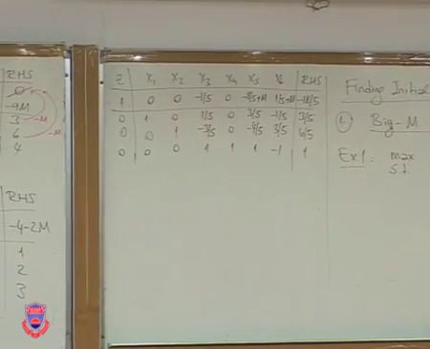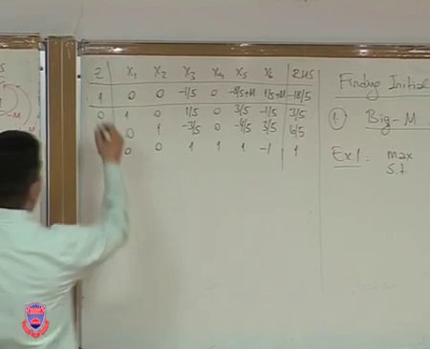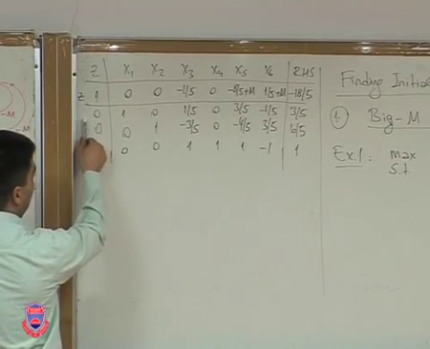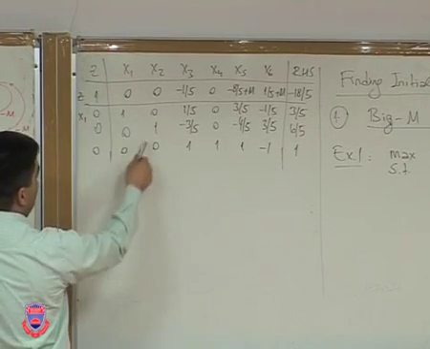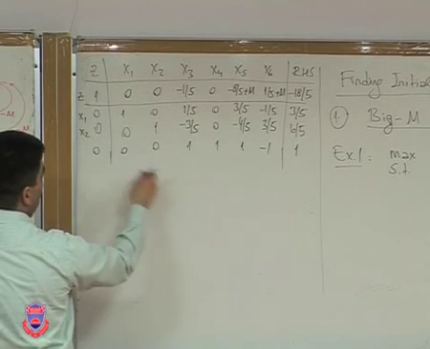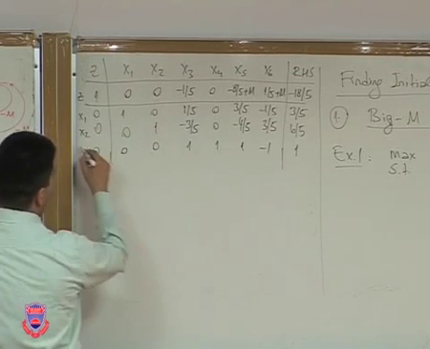All right, so what are the basic variables for this solution? So I have z here. What's the basic variable for row 1? x1. Basic variable for row 2? x2. And for row 3, we have x4.